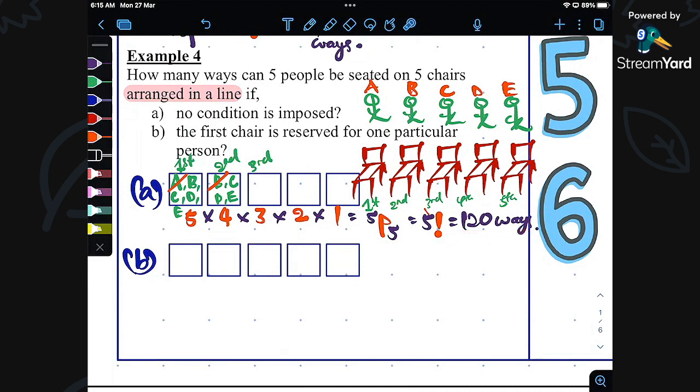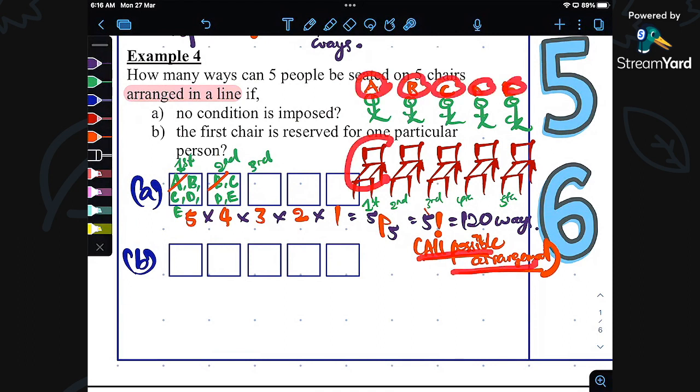It doesn't matter who sits on the first chair. So 5 people can sit on the first chair. When one person is seated, only 4 people can sit on the second chair. And so on and so forth, until we understand that this is the concept of permutations. 5P5 is no condition imposed, and so we find every possible arrangement. This is called all possible arrangements. Understand first what all possible arrangement is, because it doesn't matter who sits in the first place. And so you understand the basic concept already.